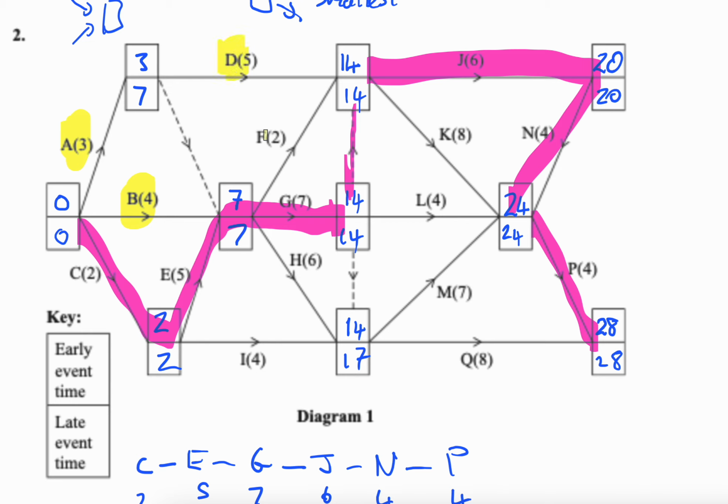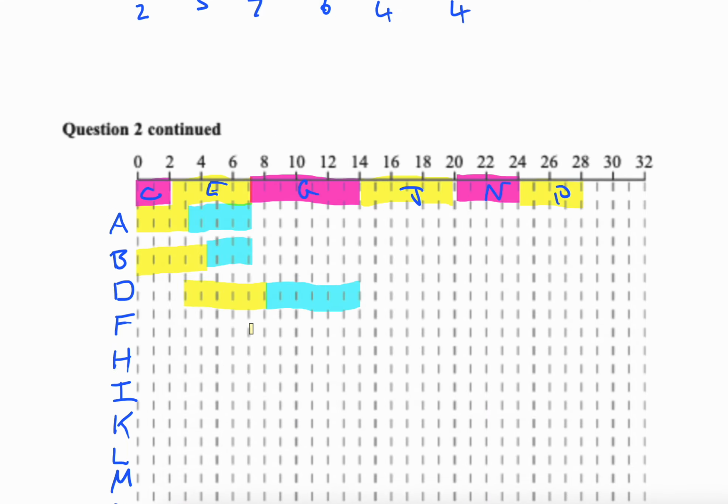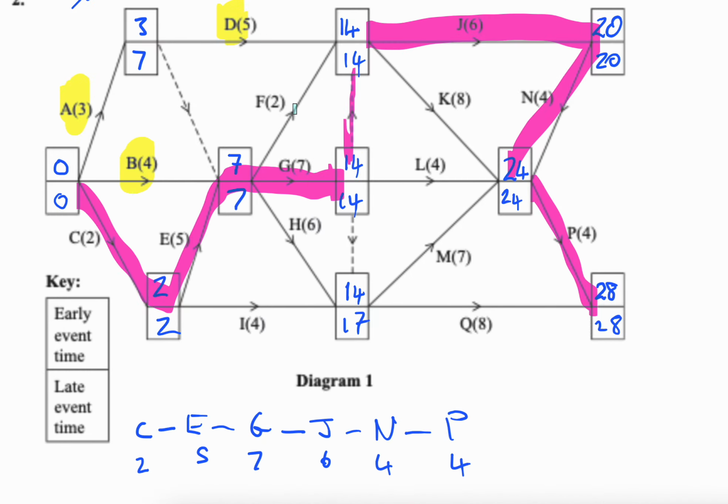So that's D done. F is next, which starts at 7 and has a duration of 2, and a float of 5. Can we have a score for the next 2 hours? 9 plus 5 is 14. Yeah? And we can check that on here. What's the end time of F, the last end time? 14. Okay, so that's F done.